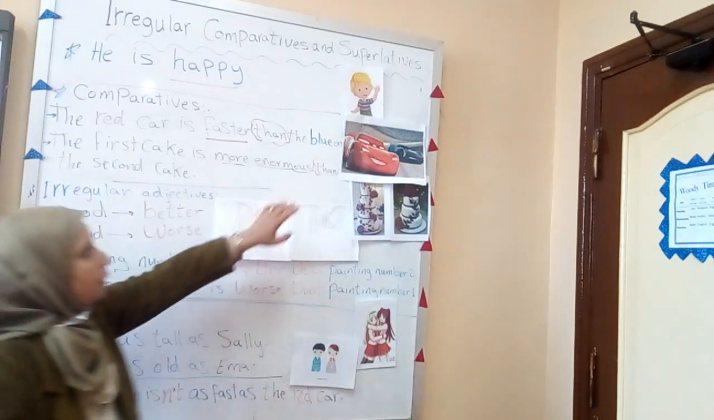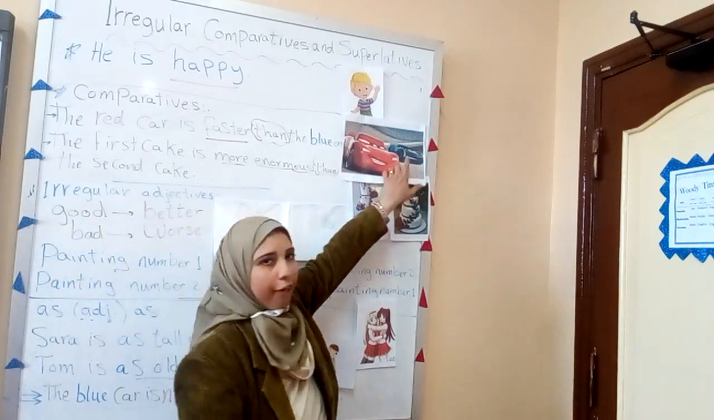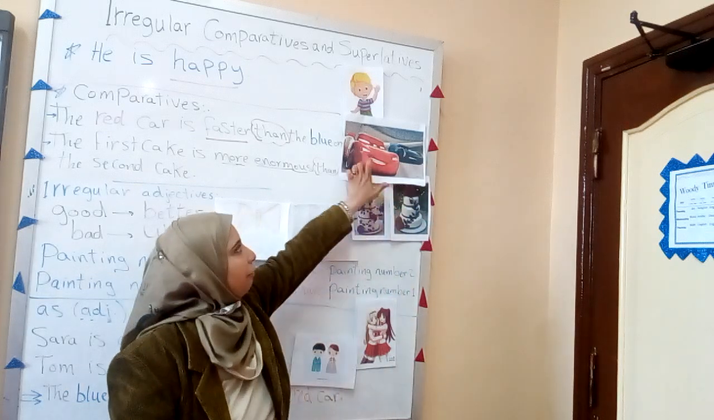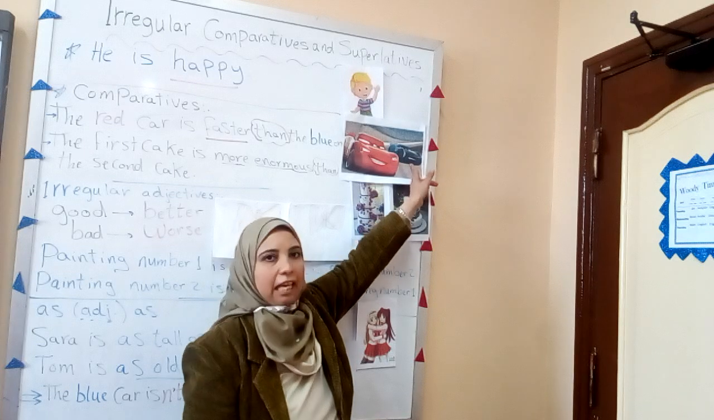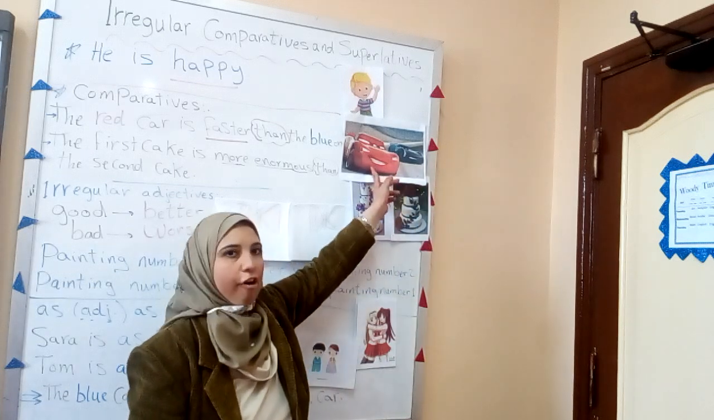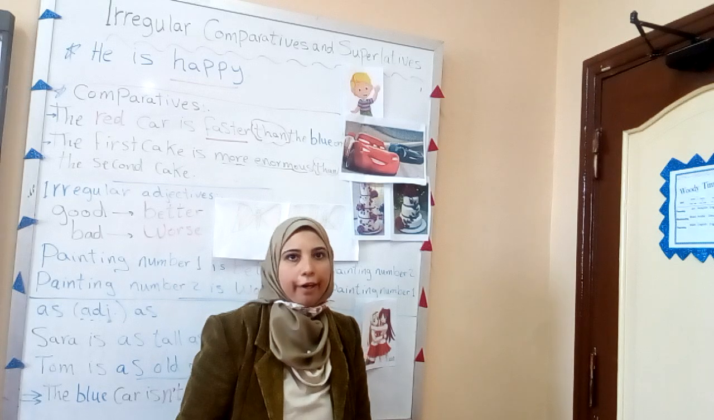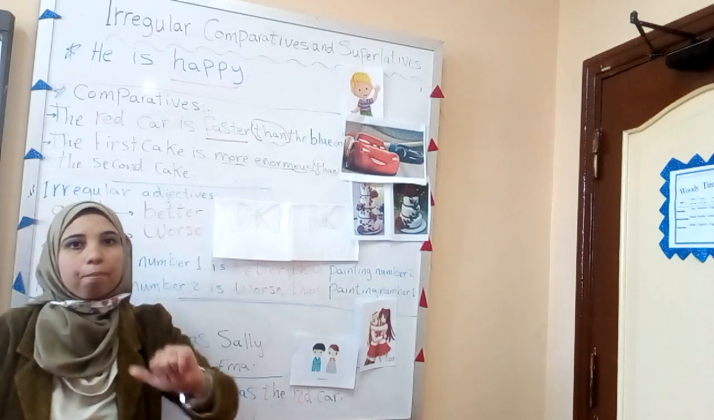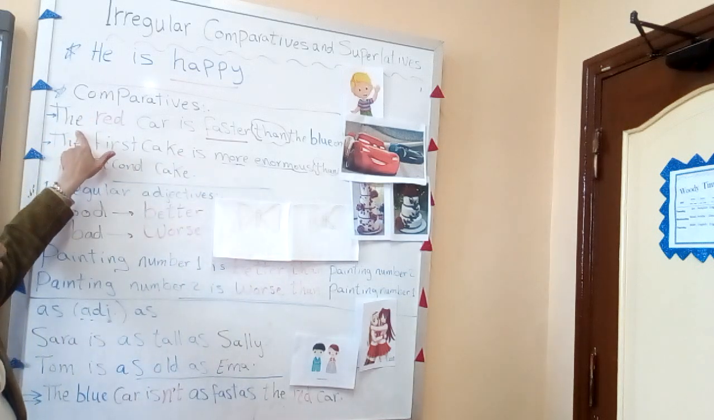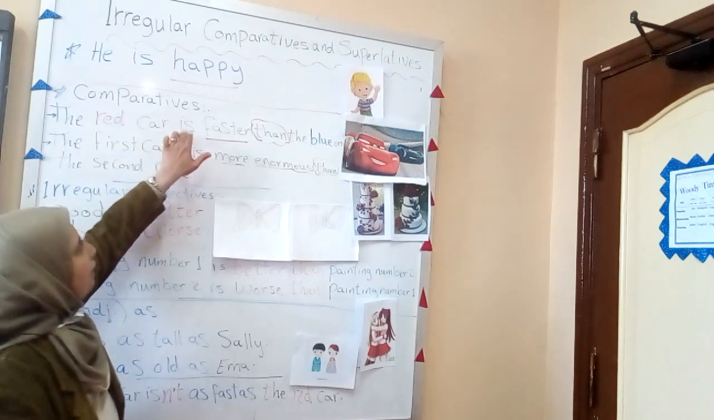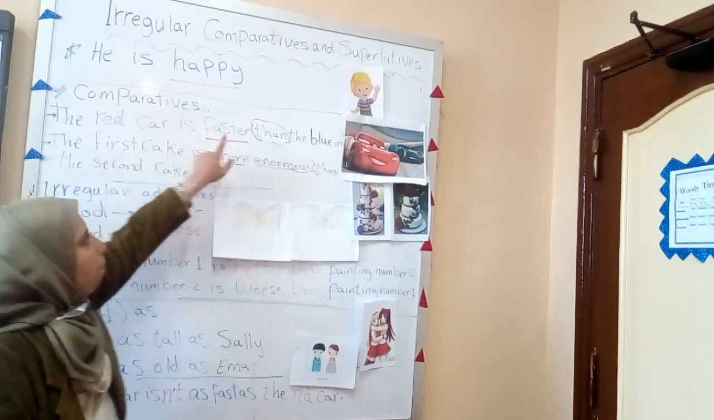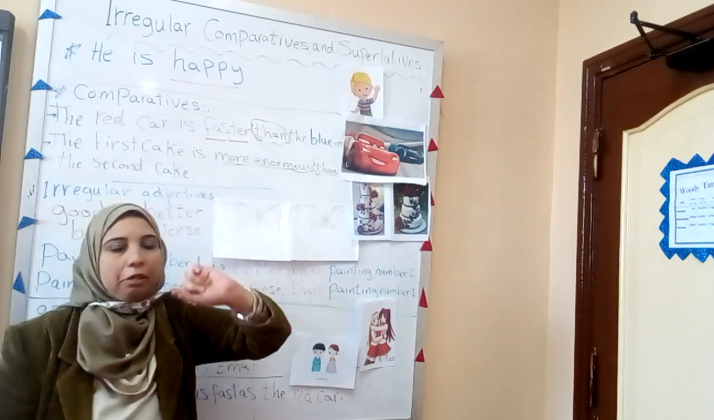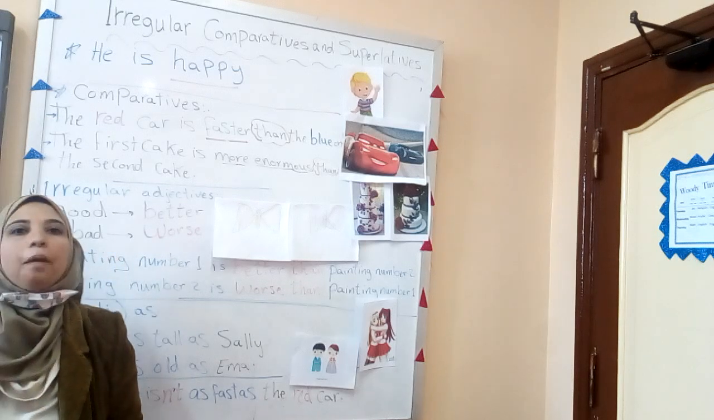Let's see our examples. The first one, look at these cars. The red one and the blue one. The red car is faster than the blue car. Here we are comparing between 2 cars, between 2 things. We start with the first noun, the red car, the subject, then is verb to be. After that, the adjective ending by ER, because this adjective has only one syllable.